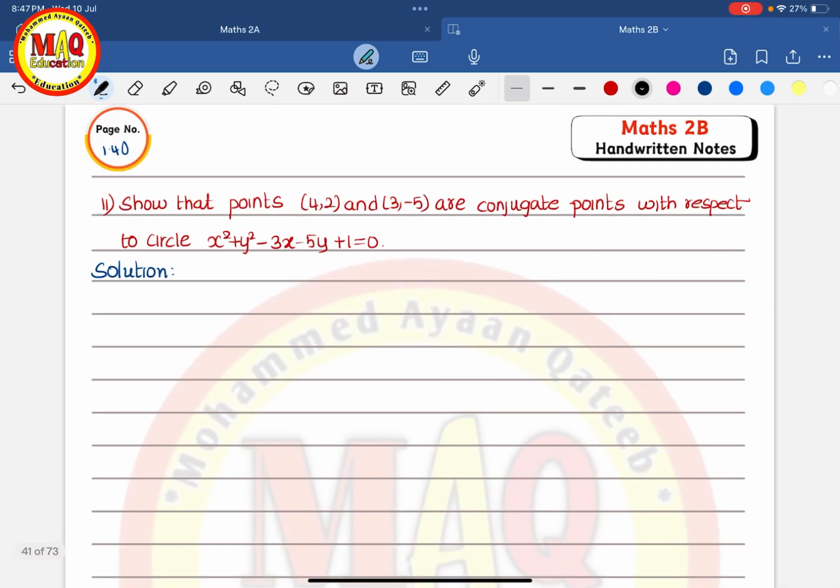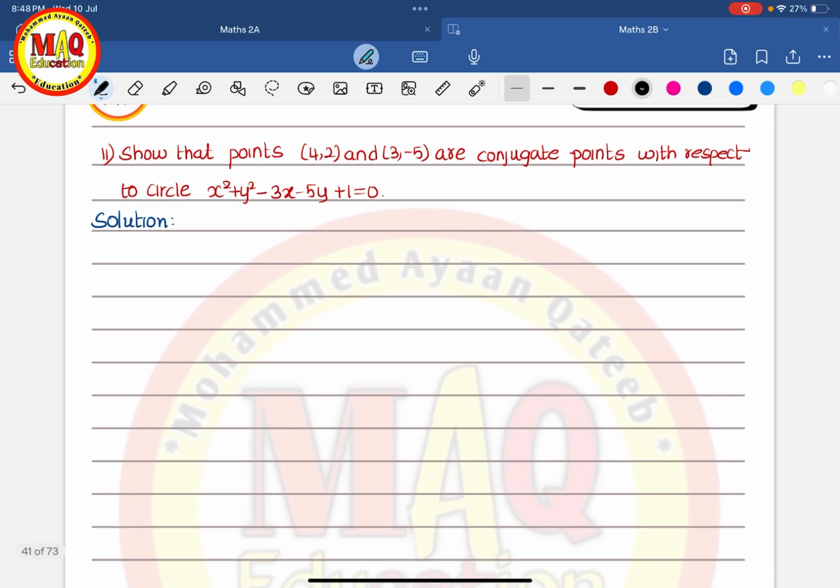So next question. Show that points (4, 2), (3, -5) are conjugate points with respect to the circle x² + y² - 3x - 5y + 1 = 0. First, let us write given points. Let (x1, y1) be the first point, (4, 2). Second point be (x2, y2), (3, -5).